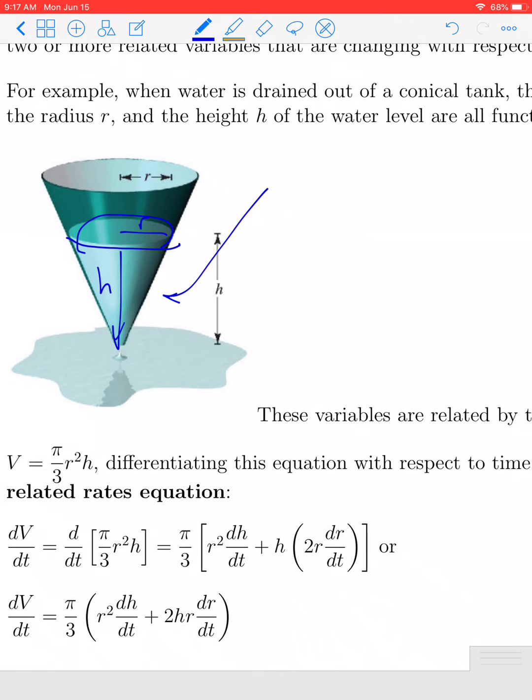Now, as the water drips out, obviously the water level is going to go down, so not only will the height change, but the radius will also change as well. And so what that tells us is that the height and the radius are functions of time.